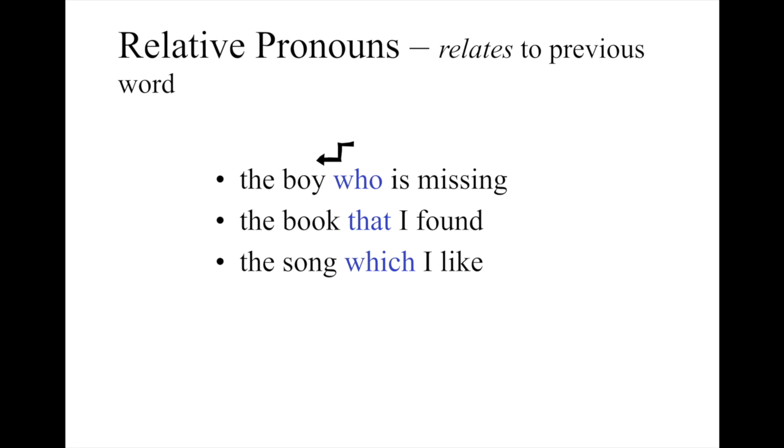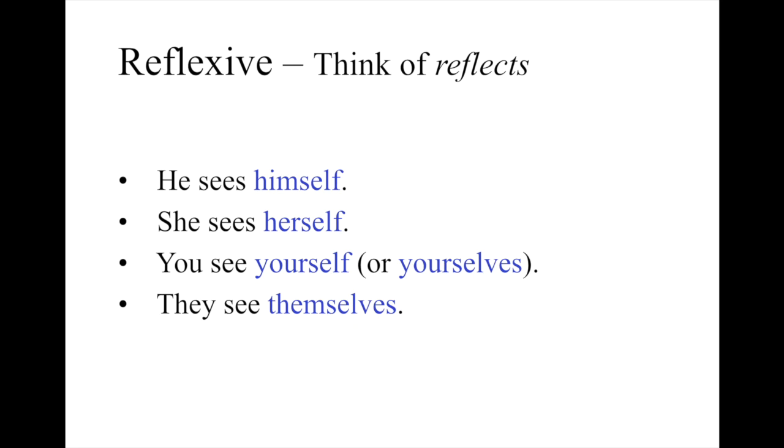Relative pronouns relate to a previous word in the sentence, so they almost do the job of linking. If you ask who is missing, it relates to the boy, and we'll look at the handy dandy arrow. It's always connecting. Reflexive: think of reflects like a mirror. When you look in a mirror, you see yourself. So he sees himself, she sees herself, and so on.